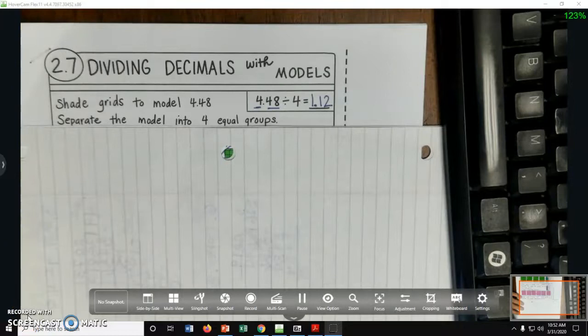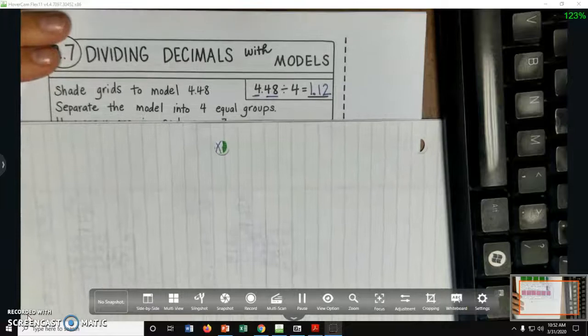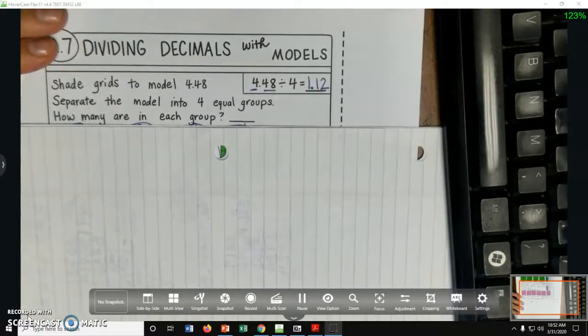We're going to spend a little time here going over your guided note pages. The first one is 2.7, dividing decimals with models. Number 1 says shade the grids to model 4 and 48 hundredths. Separate the model into 4 groups. How many are in each group?